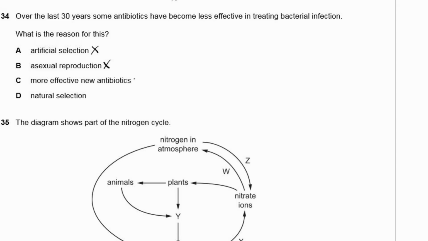Is it because there's more effective new antibiotics? No, if there are more effective new antibiotics, then they become more effective. Is it natural selection? It is actually natural selection, because natural selection makes it so that the bacteria that are resistant are the ones that are going to survive. So the answer is D.